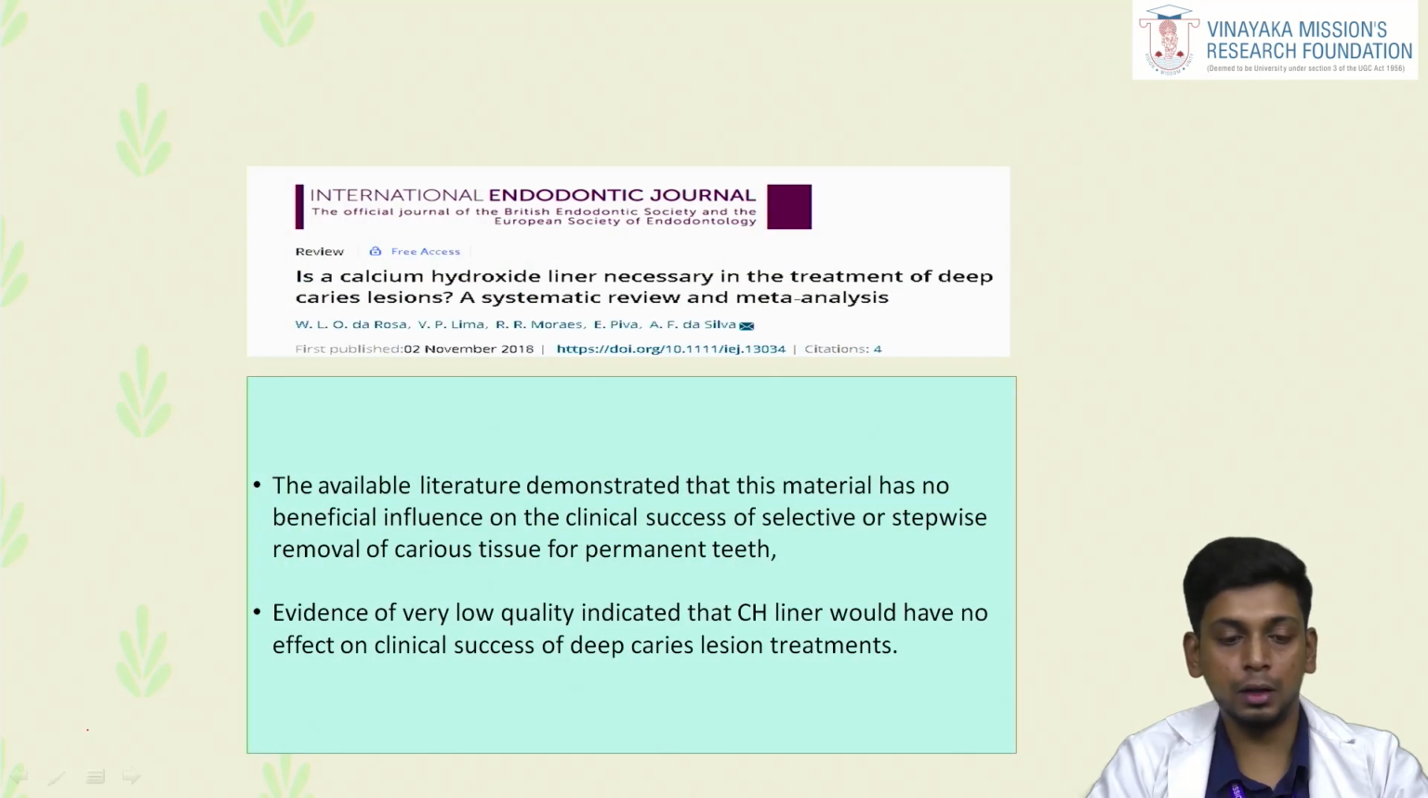This is an article in which a calcium hydroxide liner was analyzed. Is a calcium hydroxide liner necessary in the treatment of a deep caries lesion? They concluded that the available literature demonstrated that this material has no beneficial influence on the clinical success of selective or stepwise removal of caries tissue for permanent teeth. Evidence of very low quality indicated that calcium hydroxide liner would have no effect on clinical success of deep caries lesion treatment.